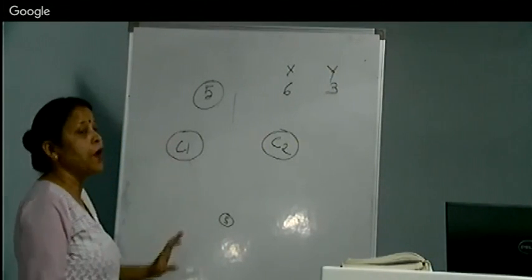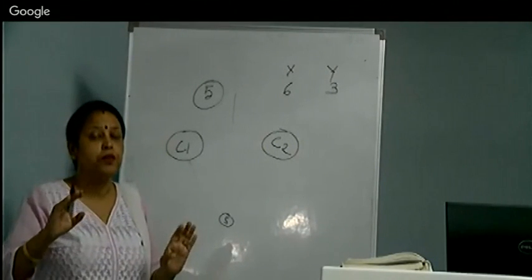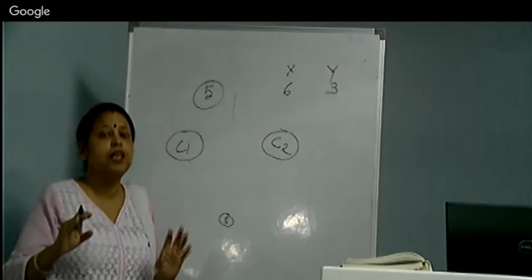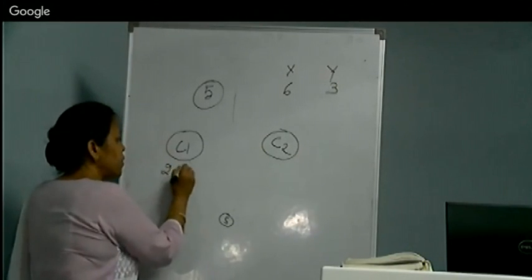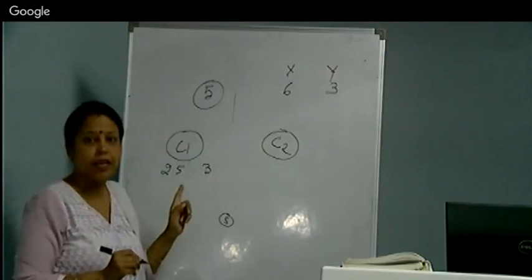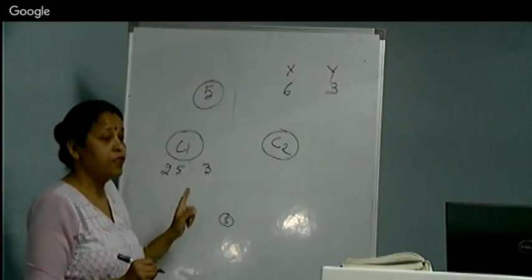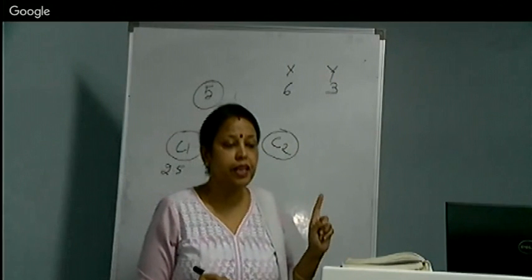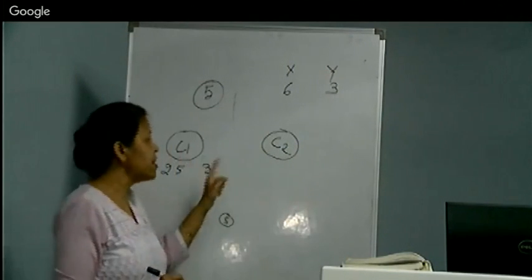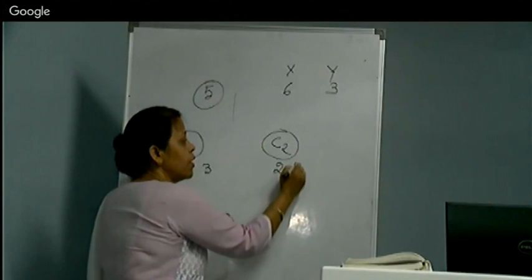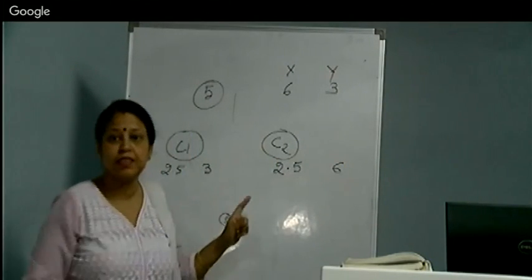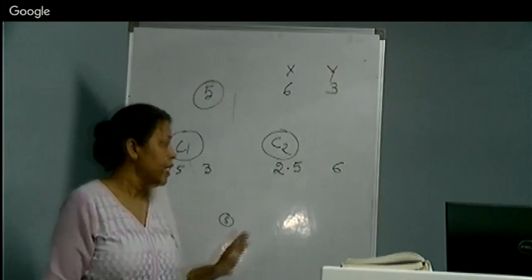Now in C1, after pattern 2, you can just check it. After pattern 2, the C1 has been modified to, I suppose, 2.5 and 3. है ना? And in C2, after pattern 4, we have modified to 2.5 and 6. Right?